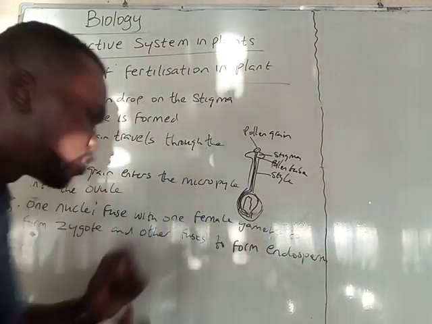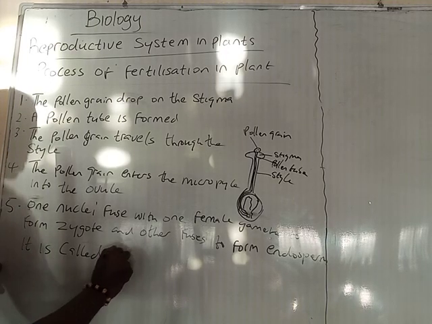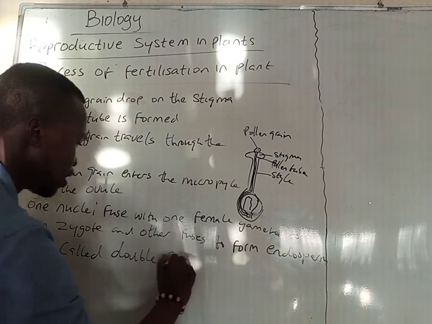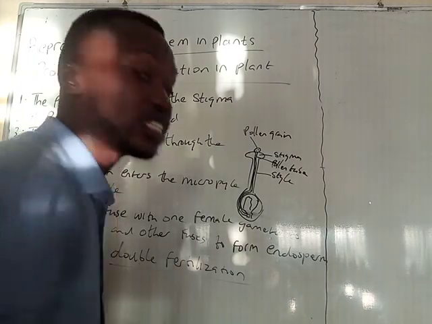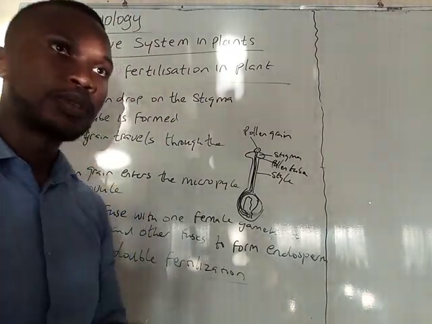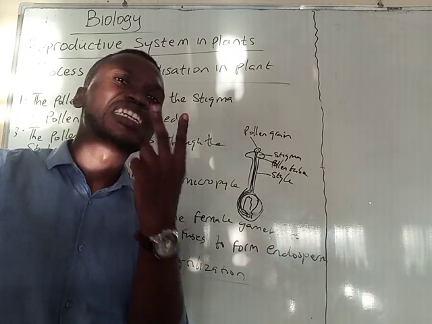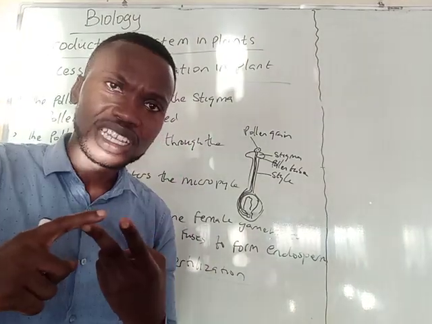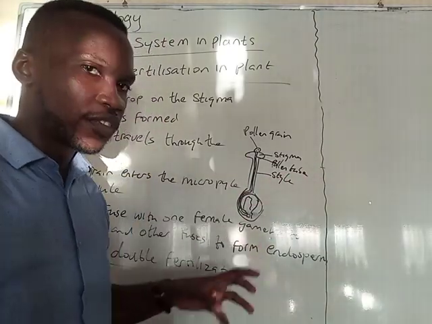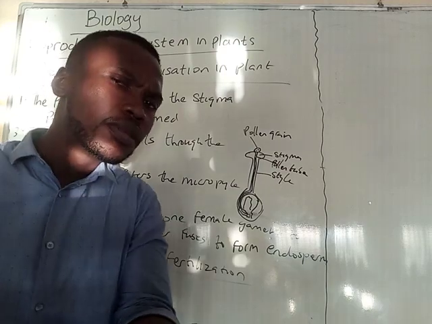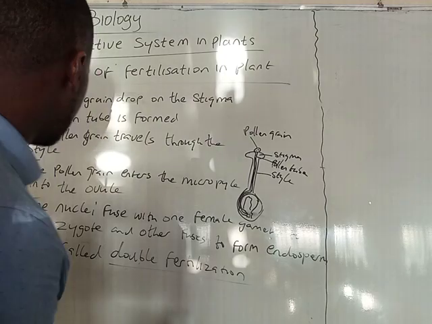Thus, it is called double fertilization. I'm sure that you have probably heard that, but now you know. It's called double fertilization because the 2 nuclei in the pollen grain are fusing with 2 things. One will fuse with the female gamete to form a zygote. The other one will form the endosperm.